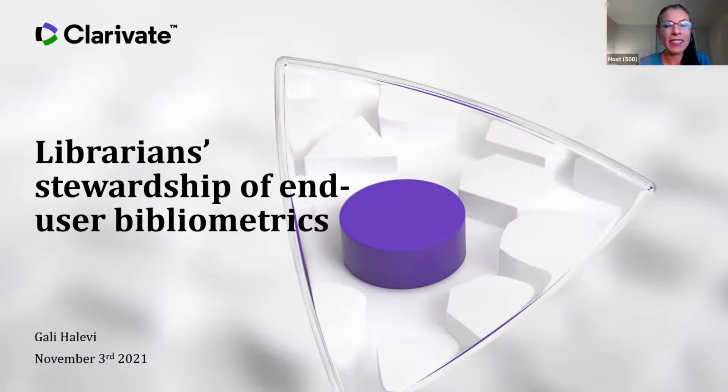My name is Gali, and I am the newly appointed director of the Institute for Scientific Information at Clarivate. What I wanted to do today is to share with you my experience at Mount Sinai. Some of you might know that before joining Clarivate, I was the Associate Dean for Libraries and Information Sciences at Mount Sinai. And as the Associate Dean, me and the team were working on some activities around bibliometrics, which I wanted to share with you today.